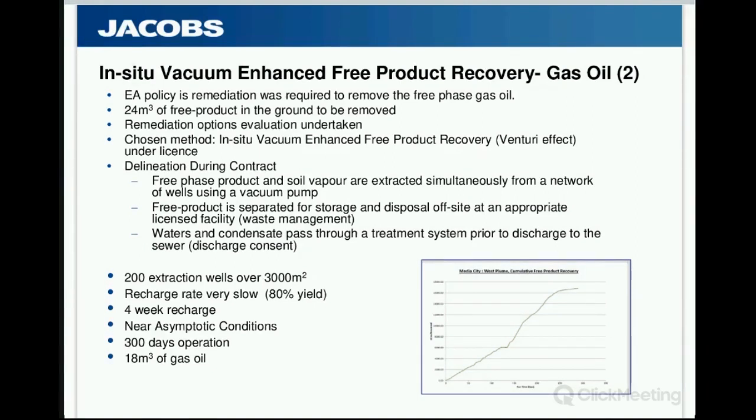You can see on the bottom right hand of the screen, there's a graph that suggests that we were nearly at asymptotic conditions. That is to say, diminishing returns from each well. We didn't quite achieve it, but we were able to have the conditions signed off by the local planning authority.